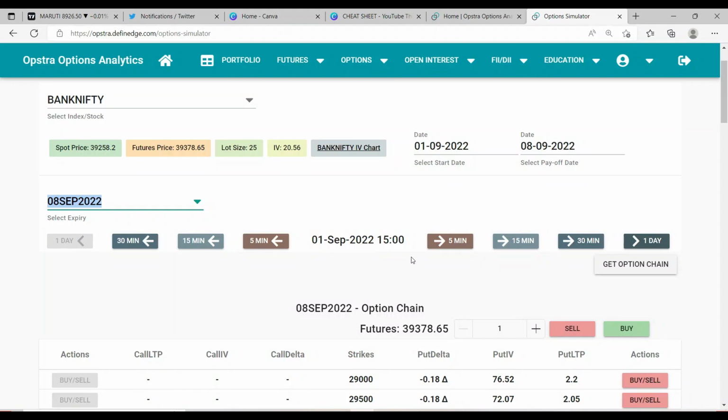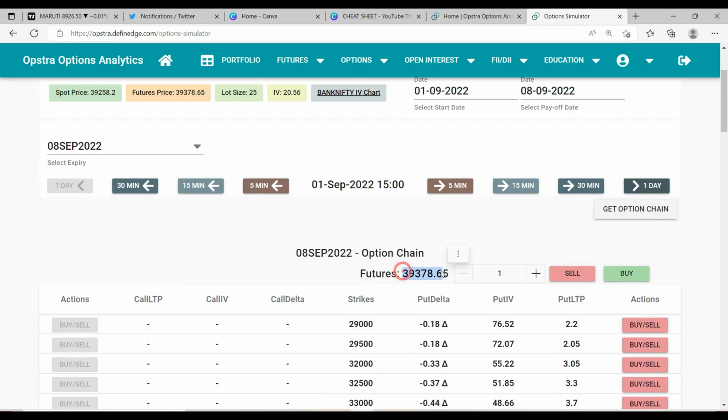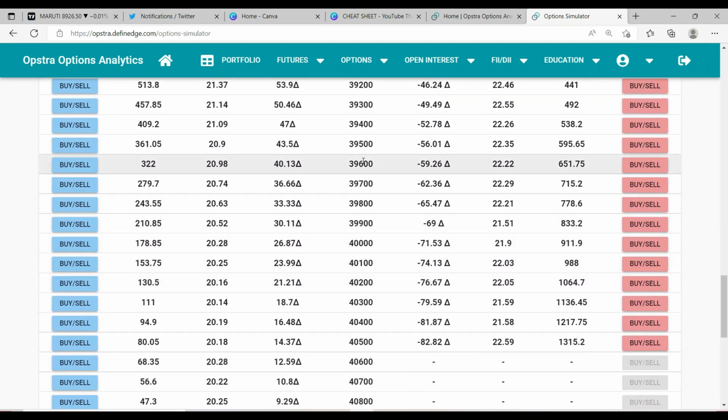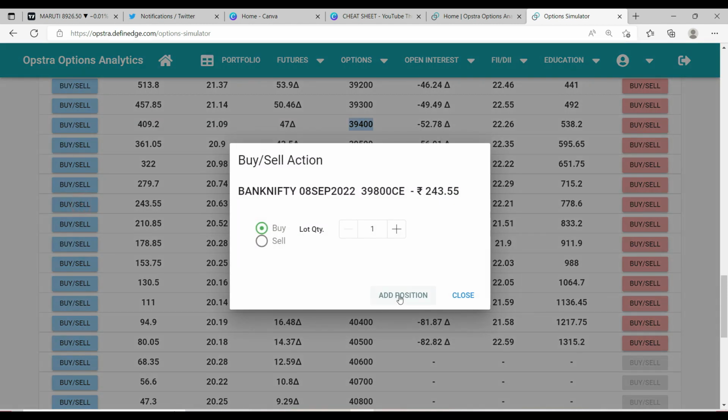So we are almost at 3 p.m. on the 1st September. Market stands at around 39,400. So what do we do? Basically I go for wherever I see a premium between 210 to 240. So I'll select this one. Market stands at 39,400, and I'm buying this 243 one lot.